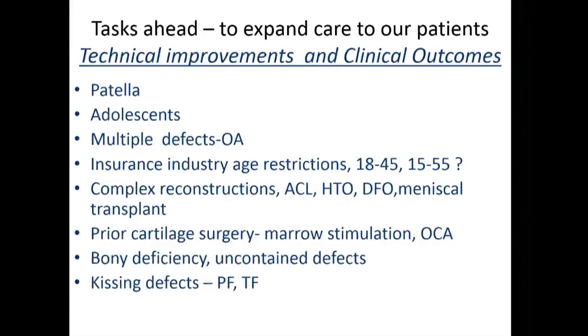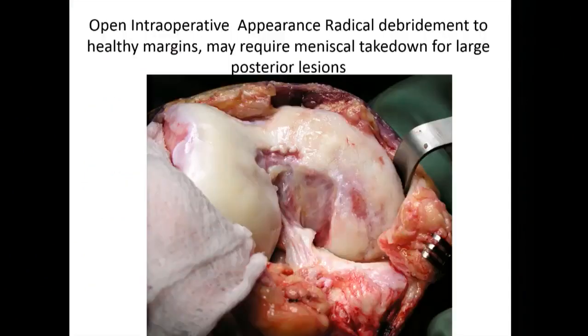So since then, we have looked at patella, adolescence, multiple defects. We've looked at what insurance has restricted us with, ages, complex reconstructions, concomitant procedures, and we've looked carefully at prior microfracture stimulation and its effect on cartilage transplant, as well as bony deficiencies and kissing lesions, patella on femur, tibia on femur.